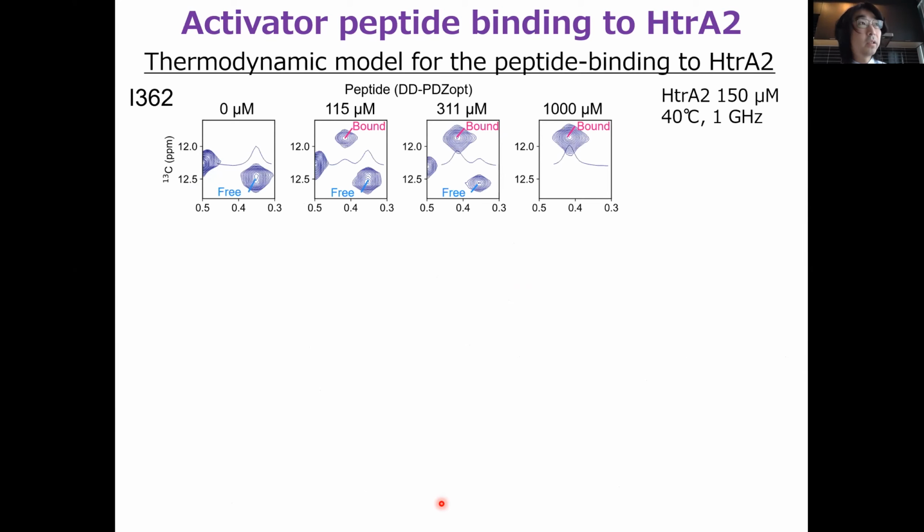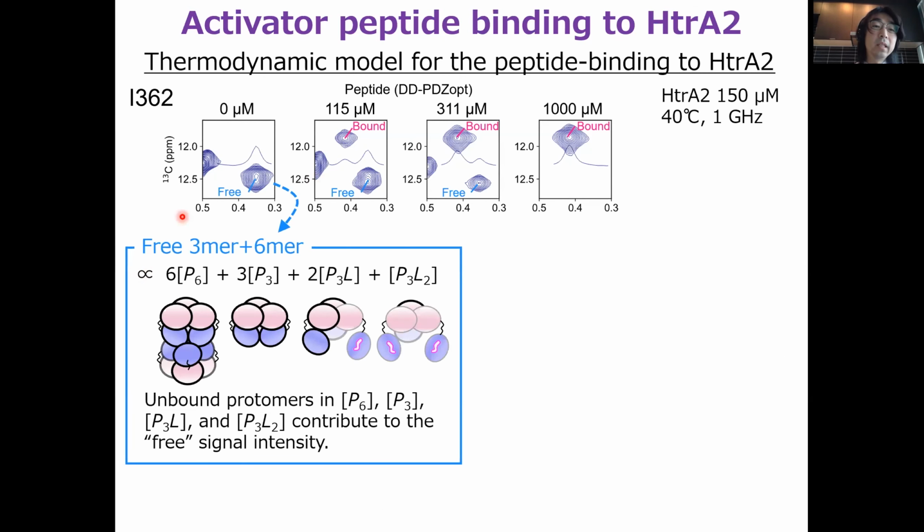However, the problem was we could not resolve all of these states in the NMR spectra. So we had to interpret the signal intensities by using a different combination of concentration terms. For example, this free state signal is actually an overlay of free hexamer, free trimer, 1 bound trimer, and 2 bound trimer, and all of the free protomers in each particle contribute to the free signal intensity. And the scaling factors 3, 6, 3, 2, 1 mean the number of the free protomers in each particle.